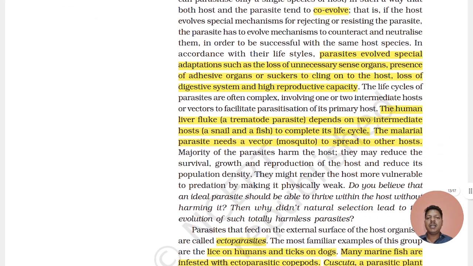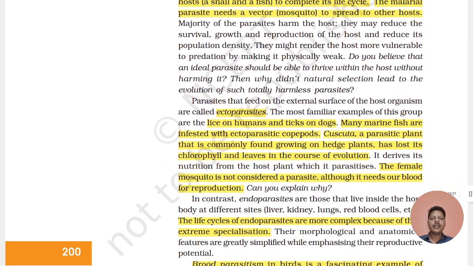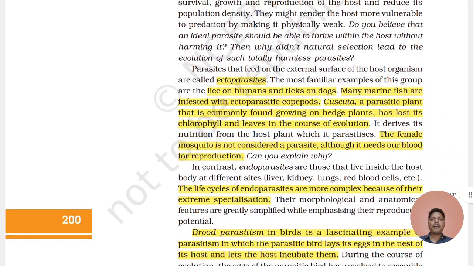The human liver fluke, a trematode parasite, depends on two intermediate hosts, a snail and a fish, to complete its life cycle. The malarial parasite needs a vector to spread to other hosts. Next, two types of parasites are there: ecto and endoparasites. Ectoparasites, for example, lice on humans, ticks on dogs. Many marine fishes are infested with ectoparasitic copepods.